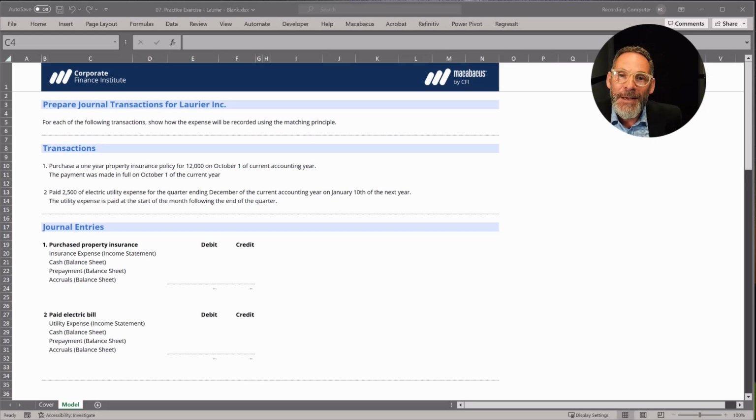Okay, now we have a couple more transactions to practice the matching principle with. I encourage you to try and do it yourself first, and then when you're ready, hit play, and I will debrief this with you. Okay, so the company I've made up, in this case is Lori Inc. There are two transactions. We need to make sure we are using that accounting matching principle. And the first transaction, let's read it.